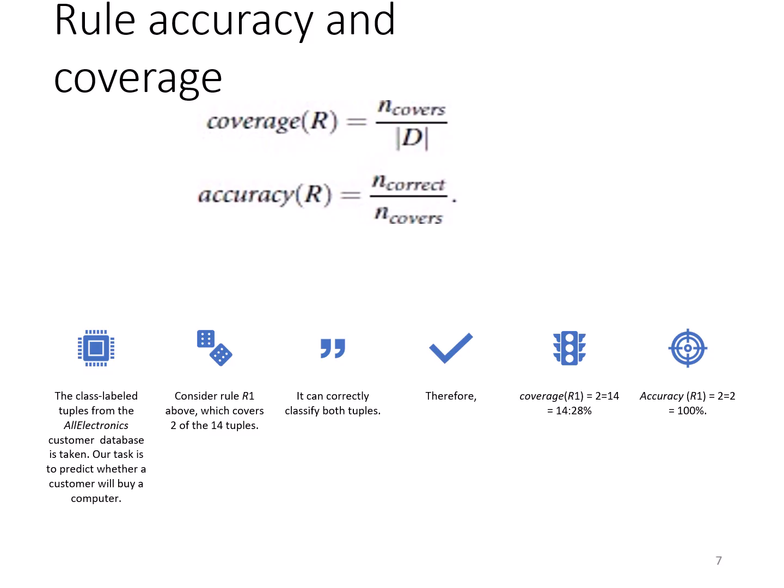Accuracy and coverage. A rule R can be assessed by its coverage and accuracy. Given a tuple X from a class-labeled dataset D, let n covers be the number of tuples covered by the rule R, n correct be the number of tuples correctly classified by the rule R, and |D| be the number of tuples in dataset D. We can define the coverage and accuracy of R as: coverage of R equals n covers divided by |D|. Accuracy of R equals n correct divided by n covers.